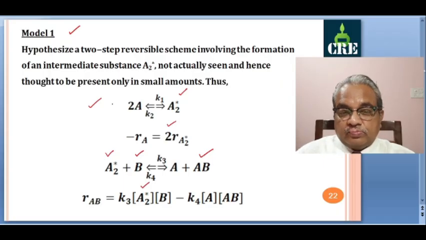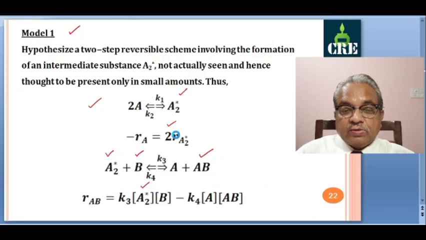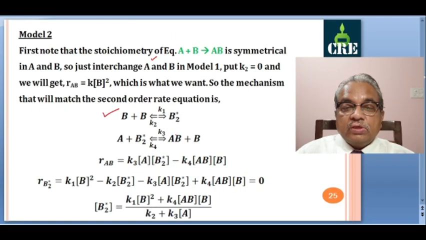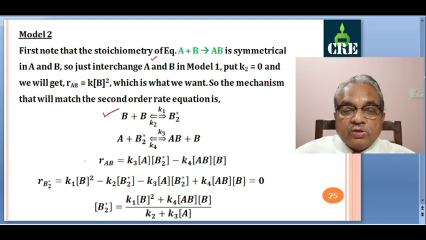Then the second step was A2 star plus B giving you A plus AB. Now B is to be replaced by A: A plus B2 star giving you AB plus B. So this mechanism we are proposing just by interchanging A and B in our model, which is rejected. Now rate of formation of AB we will write as K3 into concentration of A into concentration of B2 star minus K4 into concentration of AB into concentration of B.